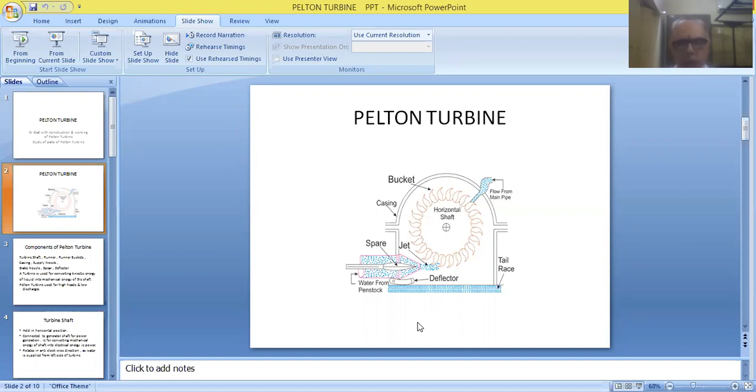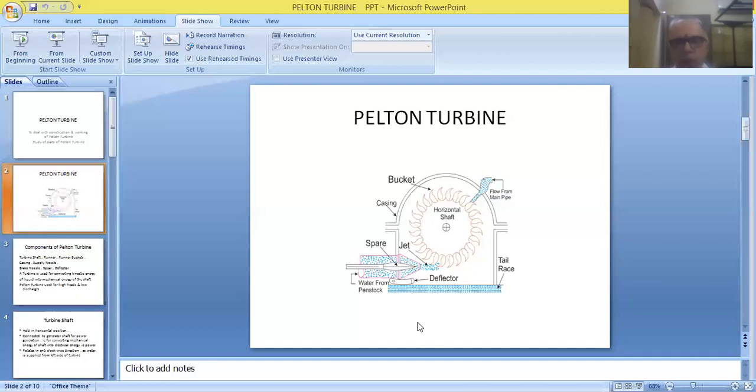So, in this slide, we can see the arrangement of the Pelton turbine. Generally, they are used for high heads and low discharges. Here, the shaft of the turbine is arranged in horizontal position. Therefore, the shaft of the generator must also be arranged in horizontal position. So the generator will be placed behind the turbine.